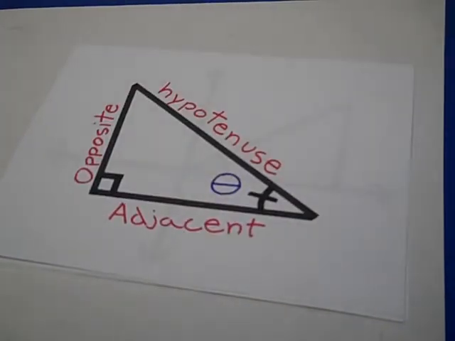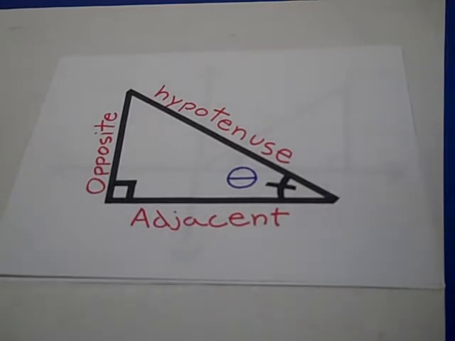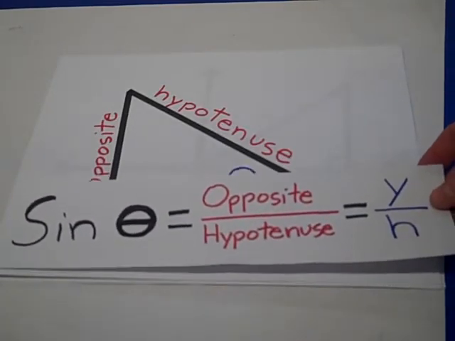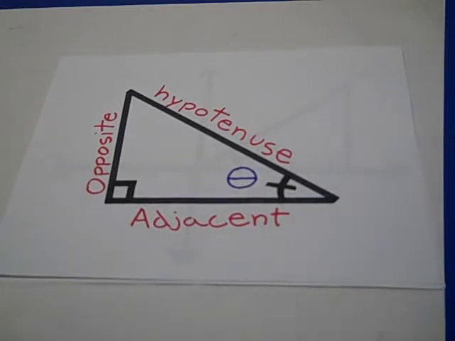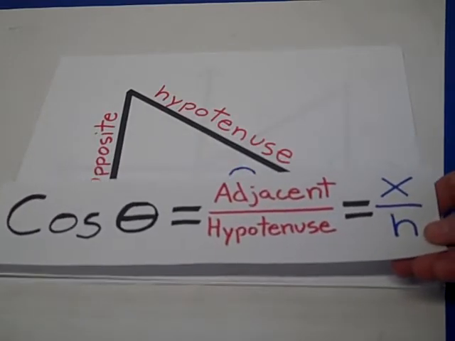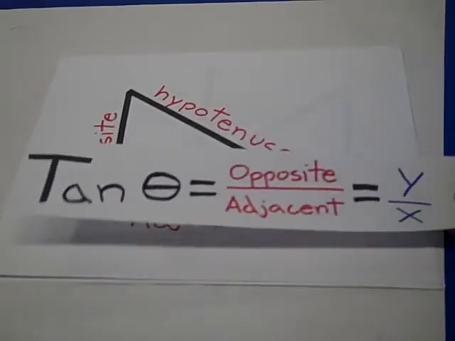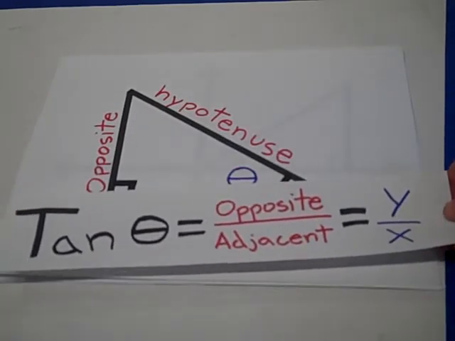If we examine a right triangle with angle theta, we can see that the sine of theta is equal to the length of the opposite side over the length of the hypotenuse. The cosine of theta is equal to the length of the adjacent side over the length of the hypotenuse. And the tangent of theta is equal to the length of the opposite side over the length of the adjacent side.